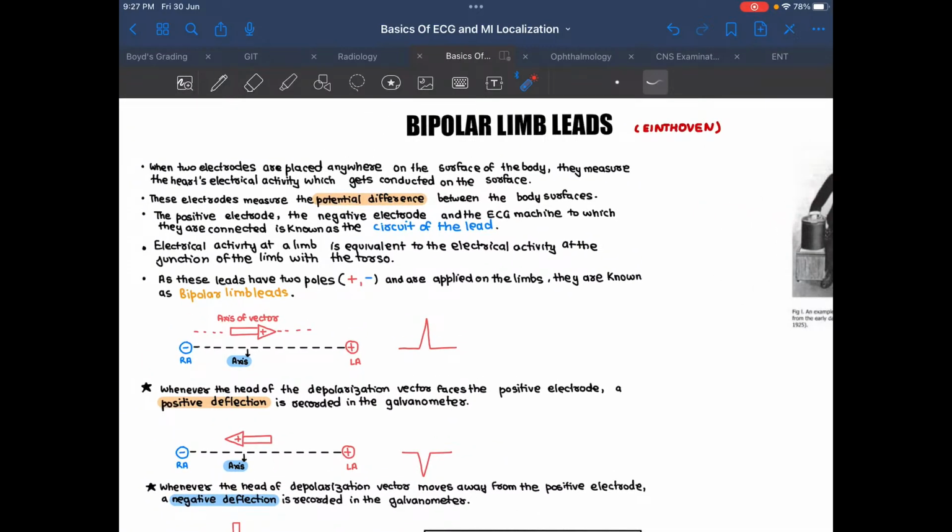The first lead that we have is the bipolar limb lead. Why am I calling this bipolar? It's going to have two electrodes. One is going to be a positive electrode, one is going to be a negative electrode. So that is the meaning behind it. It's a bipolar limb lead.